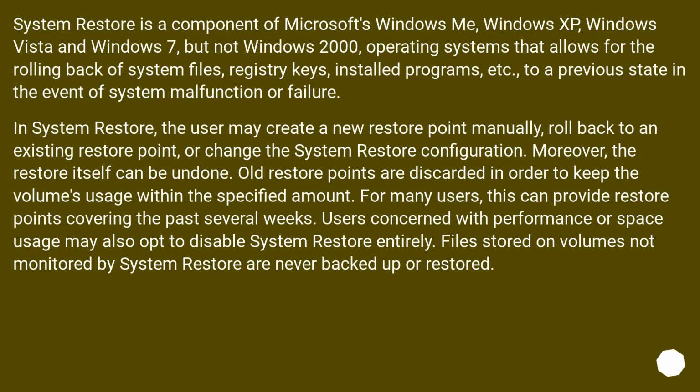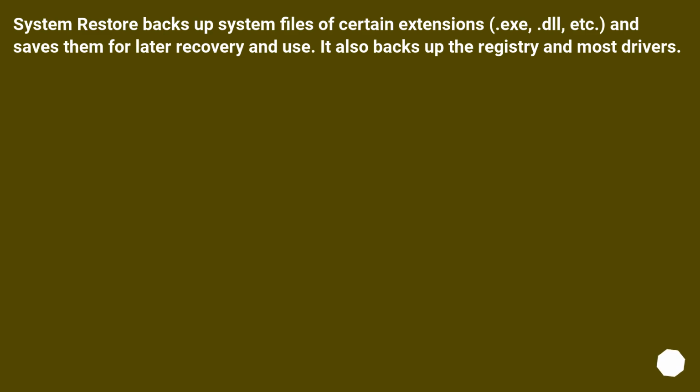Old restore points are discarded in order to keep the volume's usage within the specified amount. For many users, this can provide restore points covering the past several weeks. Users concerned with performance or space usage may also opt to disable System Restore entirely. Files stored on volumes not monitored by System Restore are never backed up or restored. System Restore backs up system files of certain extensions, .exe, .dll, etc., and saves them for later recovery and use. It also backs up the registry and most drivers.